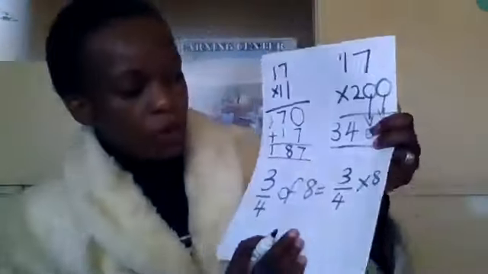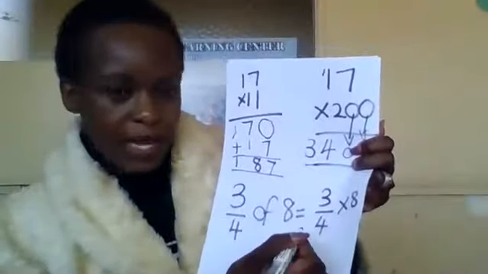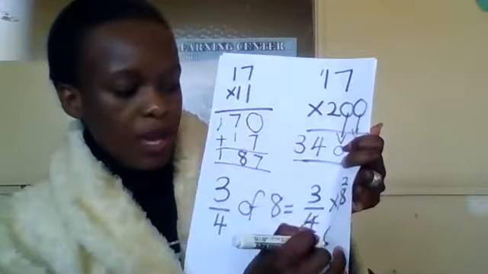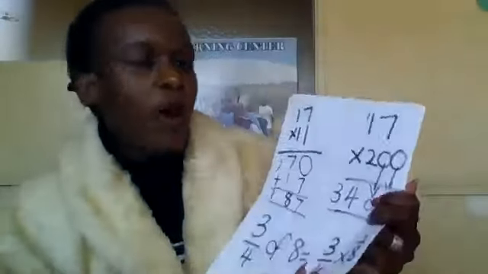We also want to do fractions, okay? Where we are saying 3/4 of 8. So when we are doing 3/4 of 8, we are saying 3/4 times 8. You say 4 there, 1, 4 into 8, 2. 3 times 2, the answer is 6. This is another method we use when we are solving.